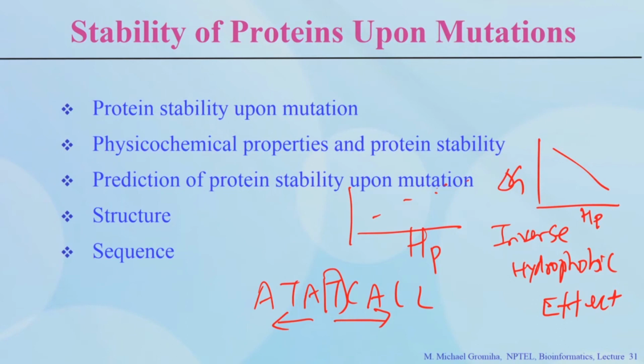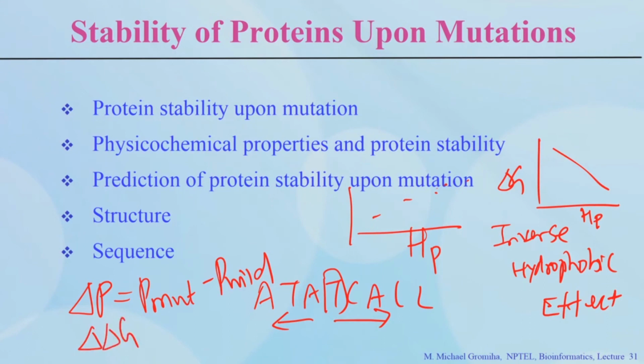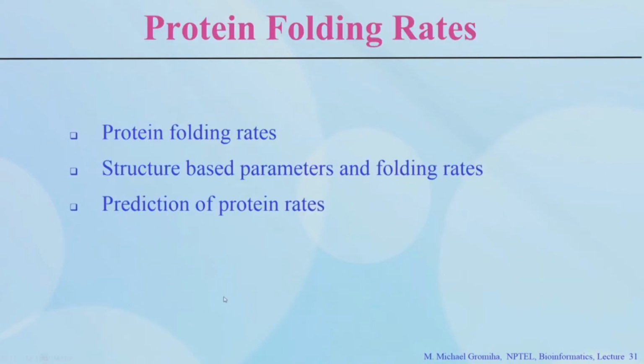Otherwise, you will get the same result if you use the properties, because we use delta p for the difference in property, which is equal to p mutation minus p wild, for example, hydrophobicity, the difference in values. Likewise, you get the delta G for the mutation and wild type, then we relate these two using correlations, the correlation coefficient. Then we discussed the folding rate.